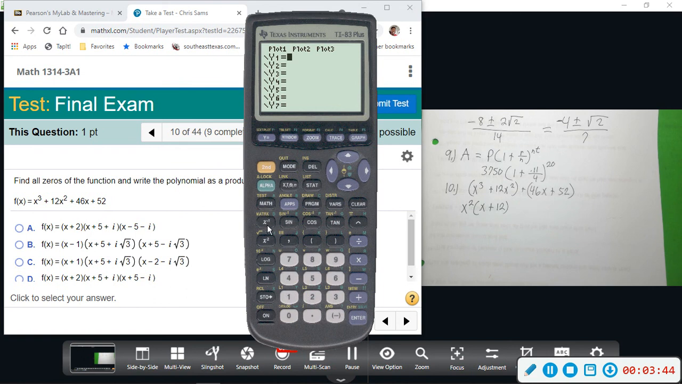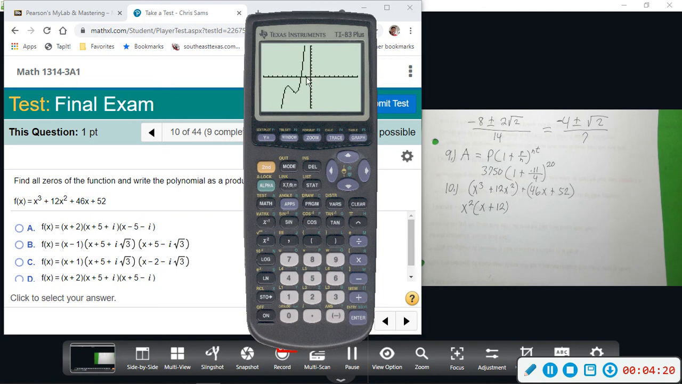So x raised to the third plus 12x squared plus 46x, and then plus 52. I'm going to graph it. Now my window is different because I moved it, so I'm going to go zoom 6 for standard, zoom 6. So the regular 10 by 10.